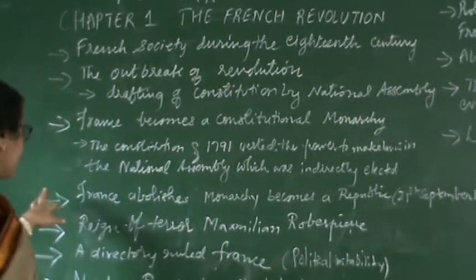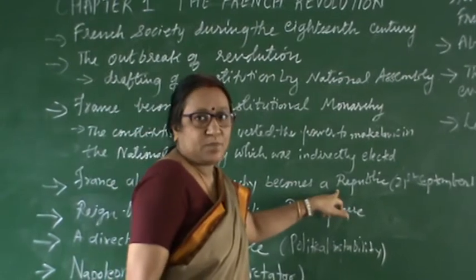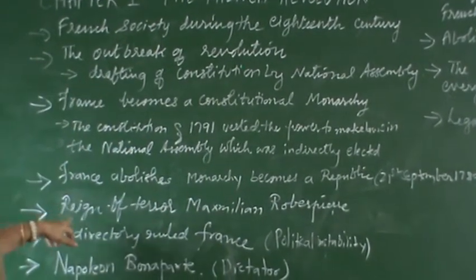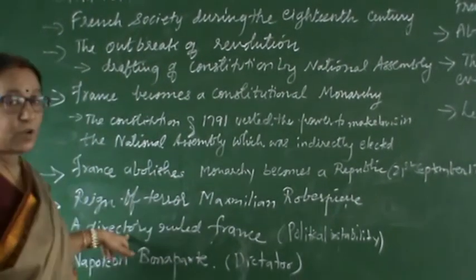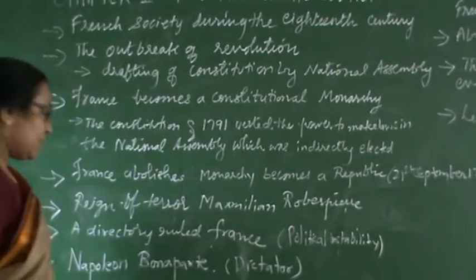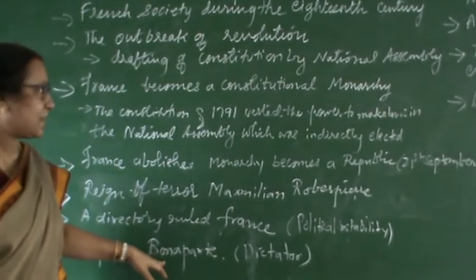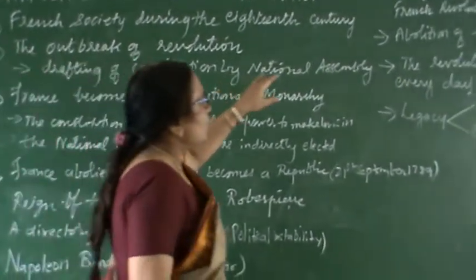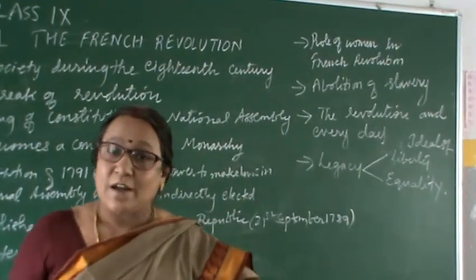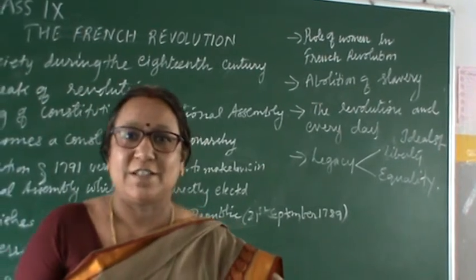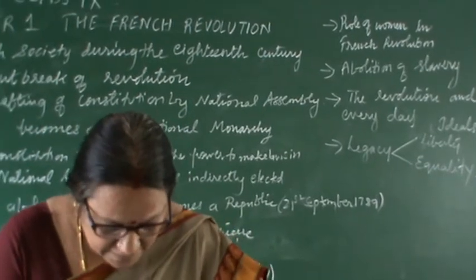Then the next aspect was France abolished monarchy and it becomes a republic. Then the reign of terror under Maximilian Robespierre. Then a directory which ruled France, and because of political instability, it paved the way for the rise of Napoleon Bonaparte. He ruled France. Later on, we also saw the role of women in the French Revolution, how political clubs were formed and how schooling was made compulsory for the girls, how divorce was legalized.